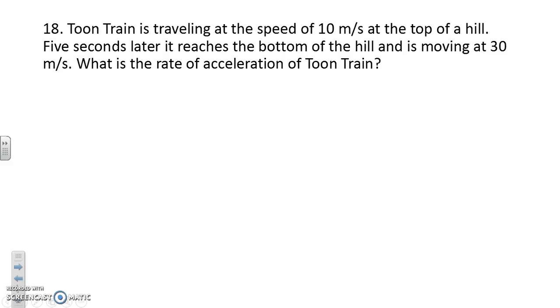All right, number 18. Toon Train is traveling at the speed of 10 meters per second. So this is our speed or our velocity at the top of a hill. 5 seconds later, ooh, that sounds like a time, it reaches the bottom of the hill and is moving at 30 meters per second. What is the rate of acceleration? Oh, looky there. We're looking for acceleration. Here we have a speed, we have a time, and we have another speed. If he's traveling at this, that's what he starts at, and this is where he stops. That must be VI and VF.